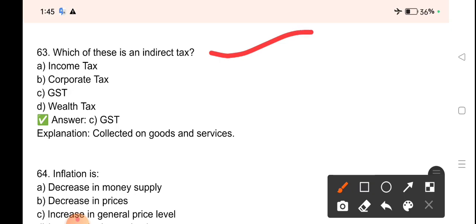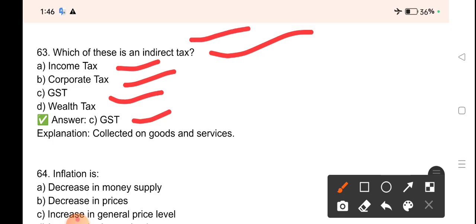Which of these is an indirect tax? Income tax, corporate tax, GST, wealth tax. GST is an indirect tax collected on goods and services.